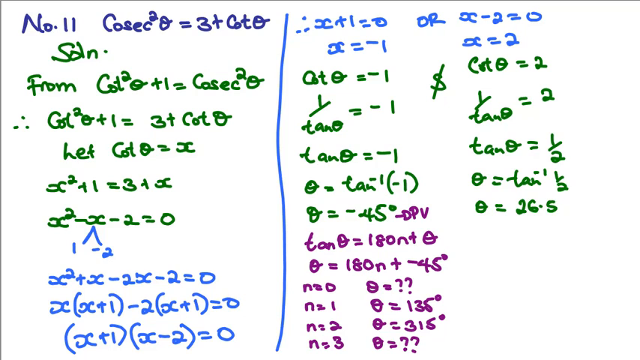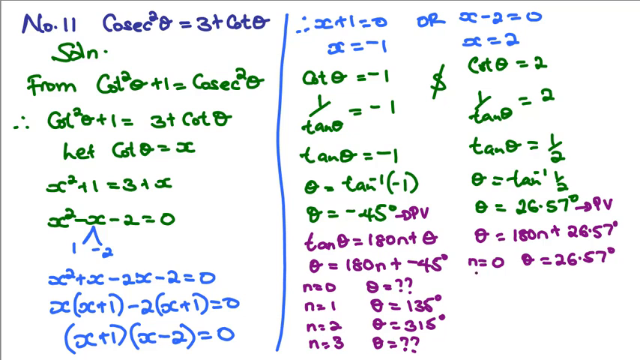So likewise, we obtain the principal value for tan theta is equals to a half. And when you get the arctan of a half, you'll get 26.57 as our principal value. Remember, angles are put up to 2 decimal places. So we simply substitute into the same formula that theta is equals to 180n plus 26.57 degrees. When n is equals to 0, theta will be equals to 26.57. When n is equal to 1, theta will be equal to 206.57. When n is equals to 2, theta will be outside range.